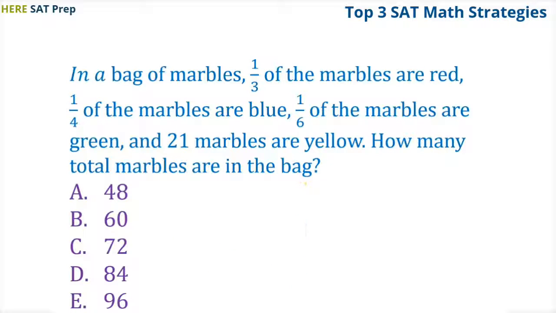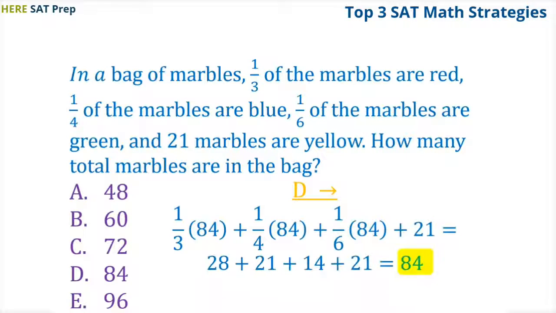Let's try D, or 84. If there are 84 total marbles in the bag, then 1/3 or 28 are red, 1/4 or 21 are blue, 1/6 or 14 are green, and 21 are yellow. This adds up to 84, which is what we were aiming for, so our answer is D.